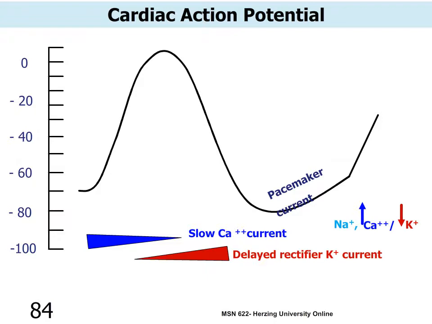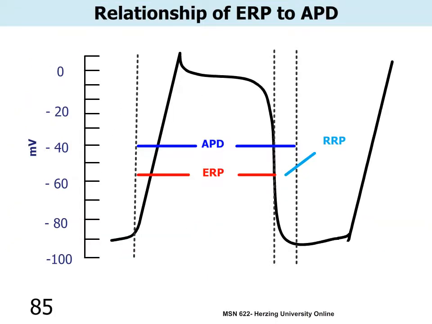The major distinctive feature of the slow fibers is that in phase 4 they have spontaneous depolarization, often referred to as the pacemaker potential. This is usually due to an inward sodium current and calcium current and outward potassium current. Class 2 and Class 4 antiarrhythmic drugs will slow phase 4 in the pacemaker fibers, flatten out the spontaneous depolarization.